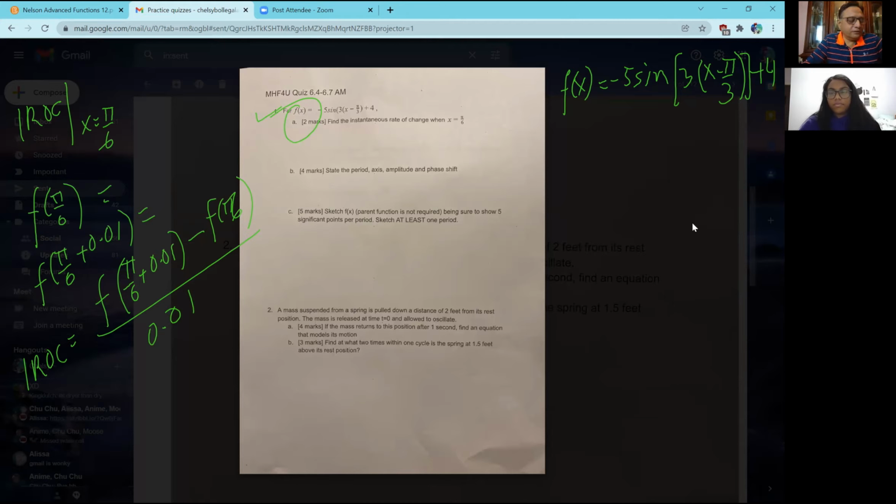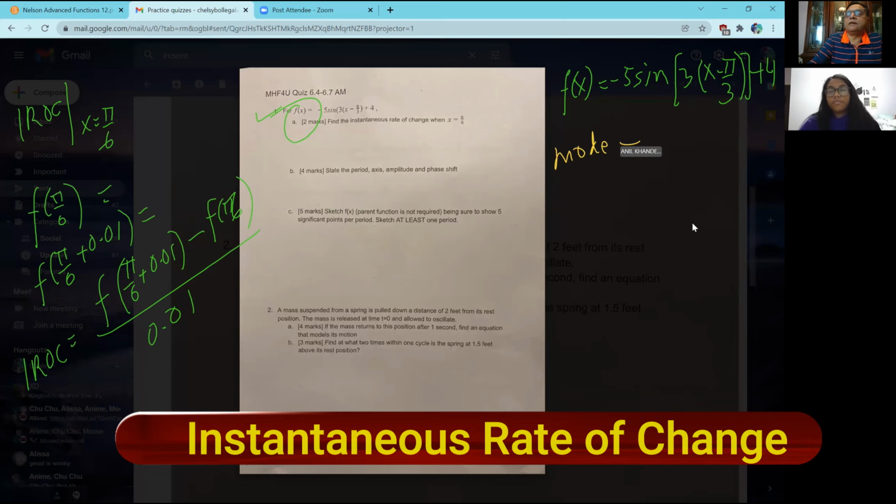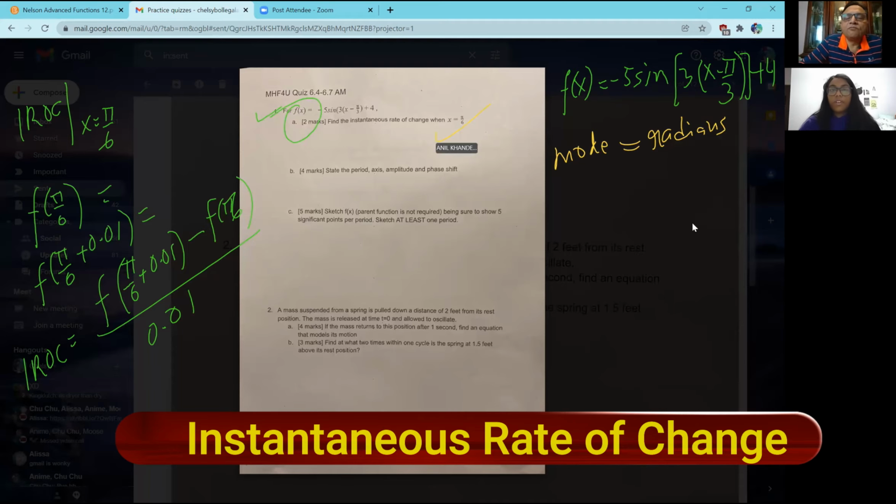So try to do with graphing calculator, change the mode to radians. So that is important. So mode to radians. And then you calculate and get your answer. Is that clear? Okay. You can do that later. Now, what is part B?